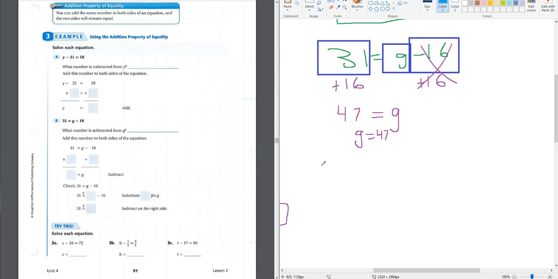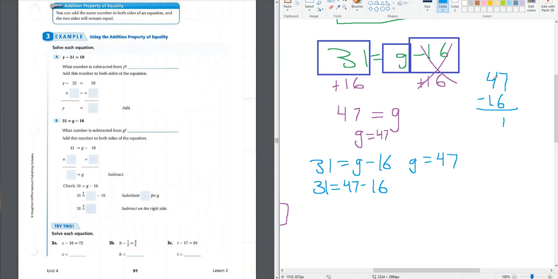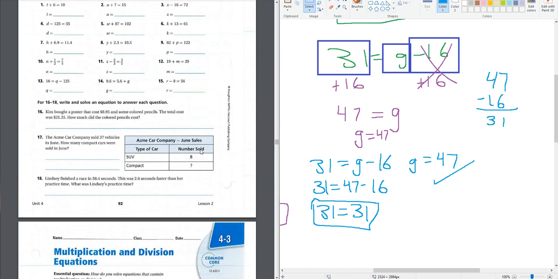So if I were to check that, 31 equals g minus 16, where g is equal to 47. All right. So again, I'm going to plug in 47 into where the g was. So 47 minus 16, 7 minus 6 is 1. 4 minus 1 is 3. So 31 is equal to 31. Left and right side are the same. That is a correct solution. That's pretty much what you're going to be doing every single time. There's not going to be anything different.